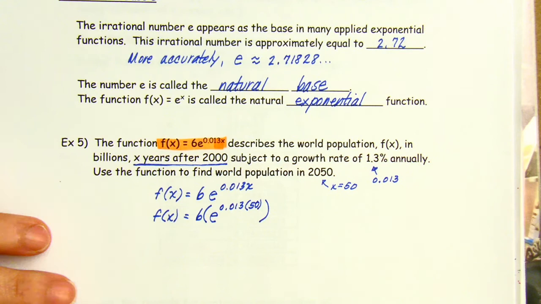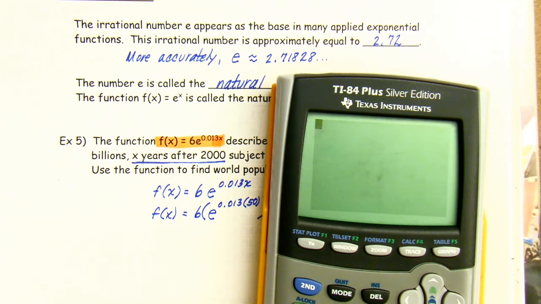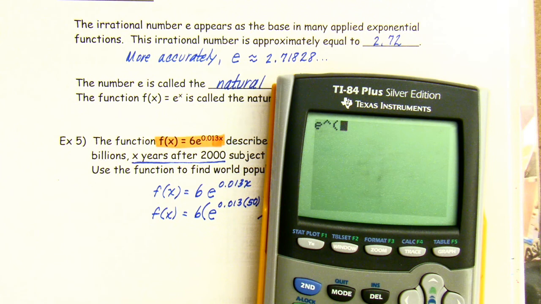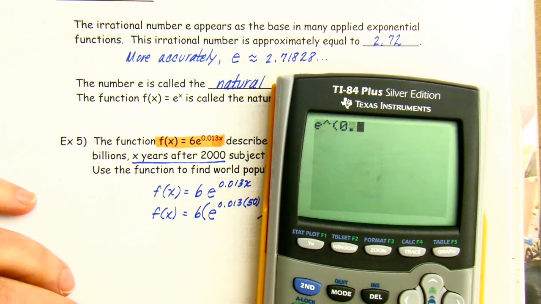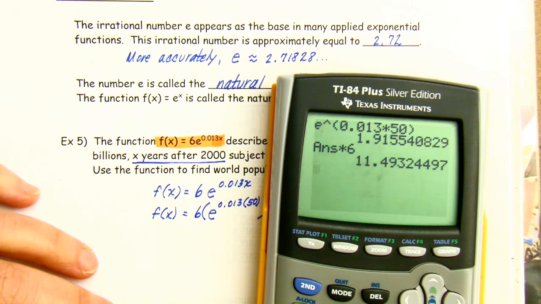So on the calculator, it's best if you take e to that power, excuse me, and then multiply by 6 afterwards. You can use e to the x, okay, it gives you the caret right away. 0.013 times 50. Remember, that has to be in parentheses. I'm going to hit enter. And then I'm going to multiply by 6. And I get 11.49 if I'm rounding to the nearest hundredth.